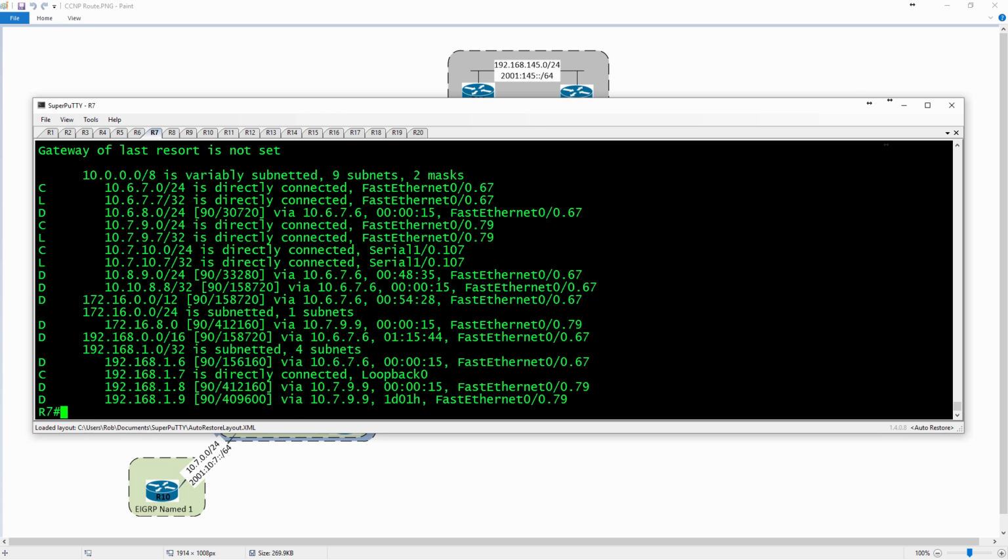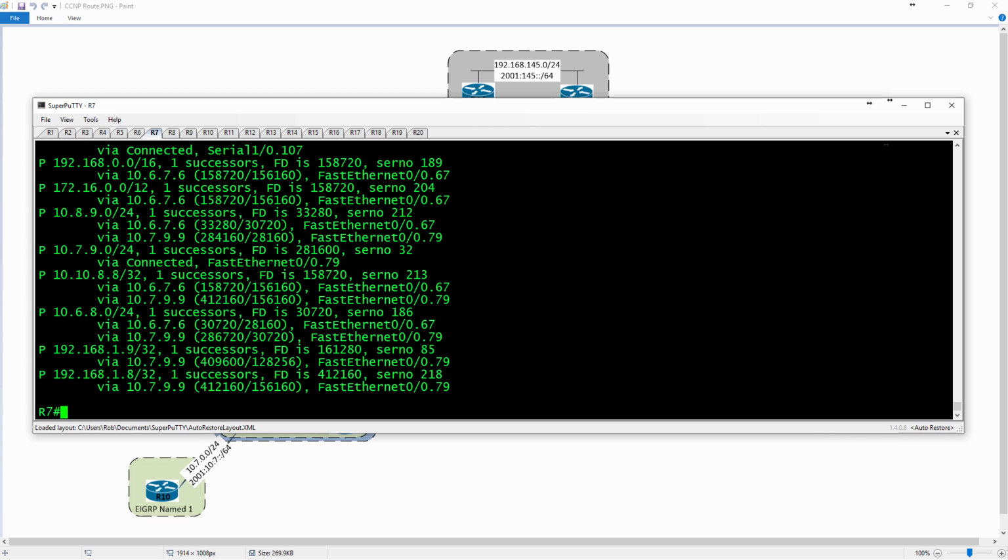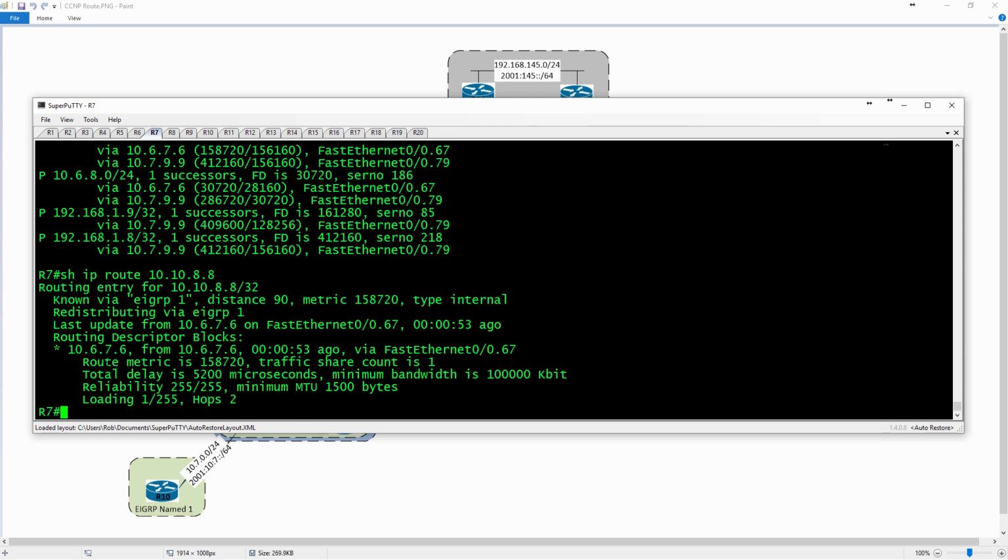So if we do a show ip eigrp topology all-links, we're going to have multiple paths to the same destination, which means the 10.10.8 network is available via both paths, and the 192.168 is available via just one direction. So for the 10.10.8.8 network, show ip route for 10.10.8.8, we're going to use the path towards R6. Well, I wanted to leverage both links.